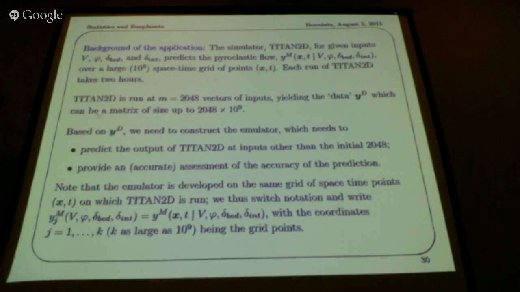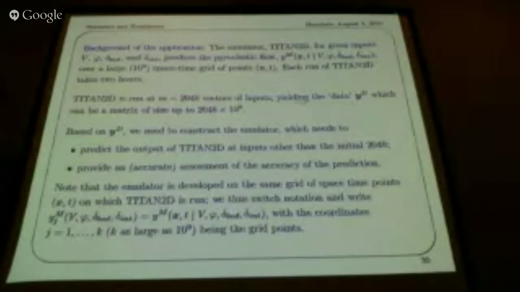So how do we build this emulator? Well, we run Titan 2D; in this particular example, we ran it at 2048 different vectors of inputs. Each run yielded a vector of data of size 10 to the 9th, and this whole matrix of size 2048 times 10 to the 9 is our data. It's odd data. It's not data from the world, it's data from a computer, but we're just going to treat it as data. We are now going to use that data to try to build an approximation to the computer model.